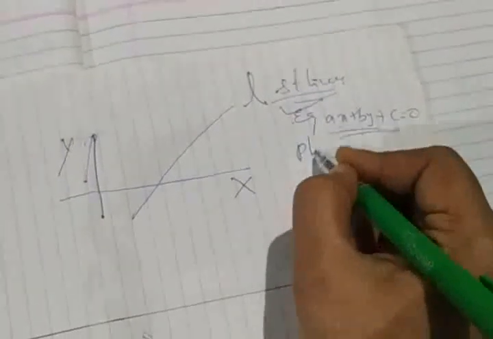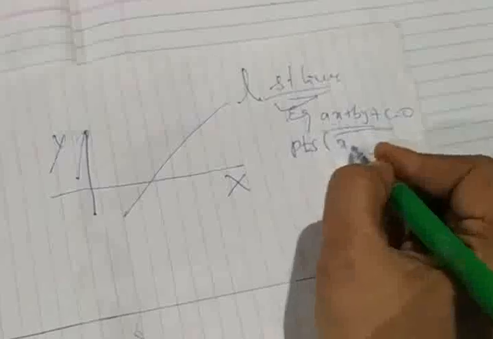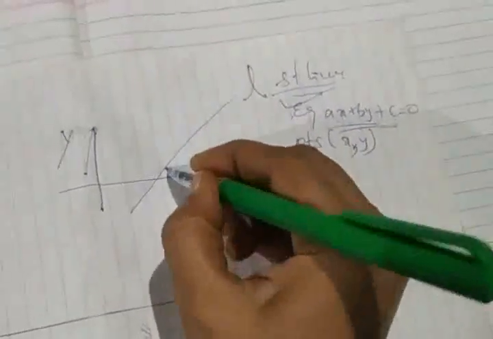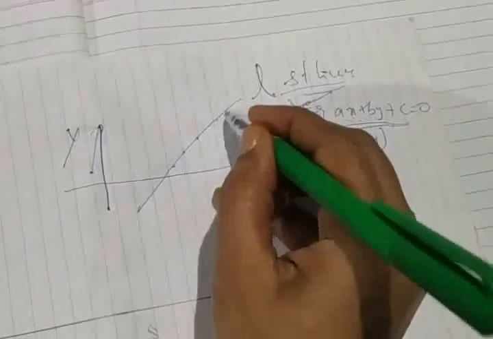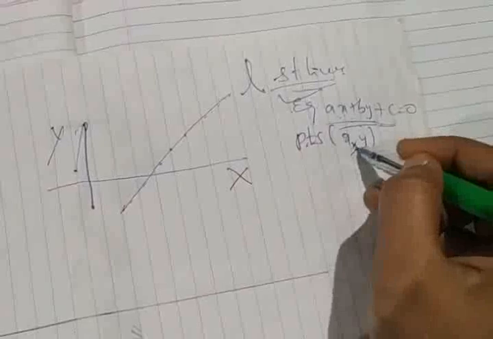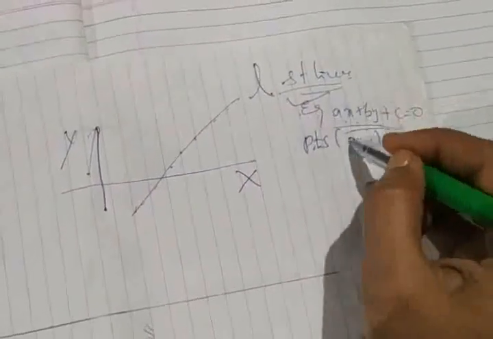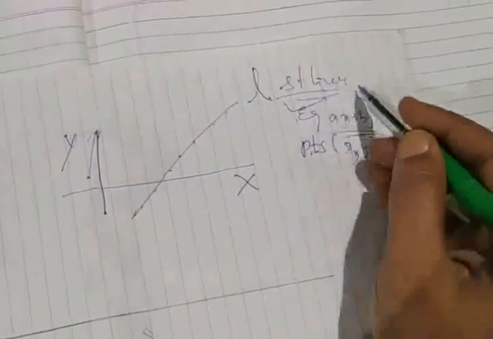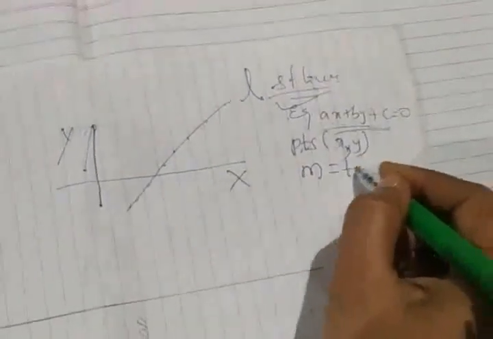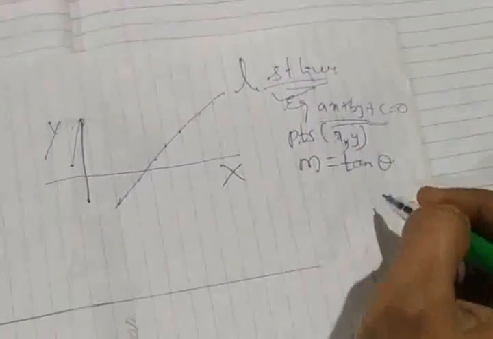Then comes the points. Normally we say (x, y) is a point. There are so many points on the straight line, and a point is denoted as (x, y). Apart from these two, any straight line has its own reference, that is slope, which I define by the tan theta definition.